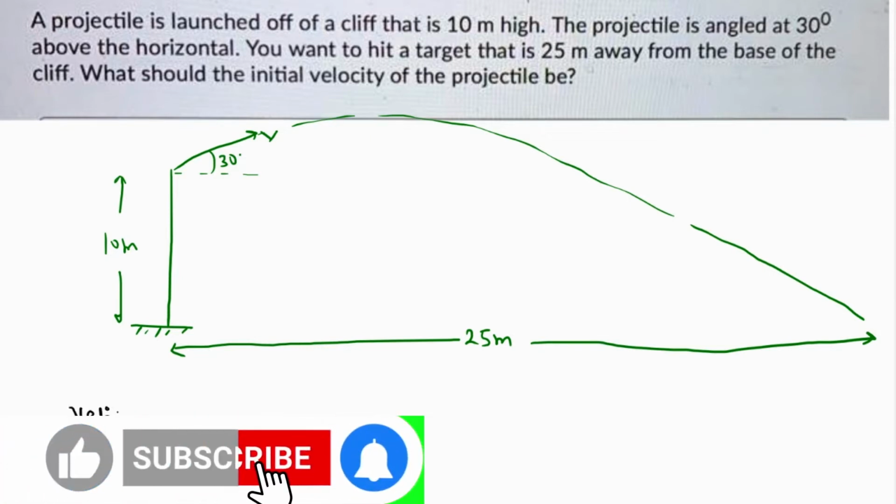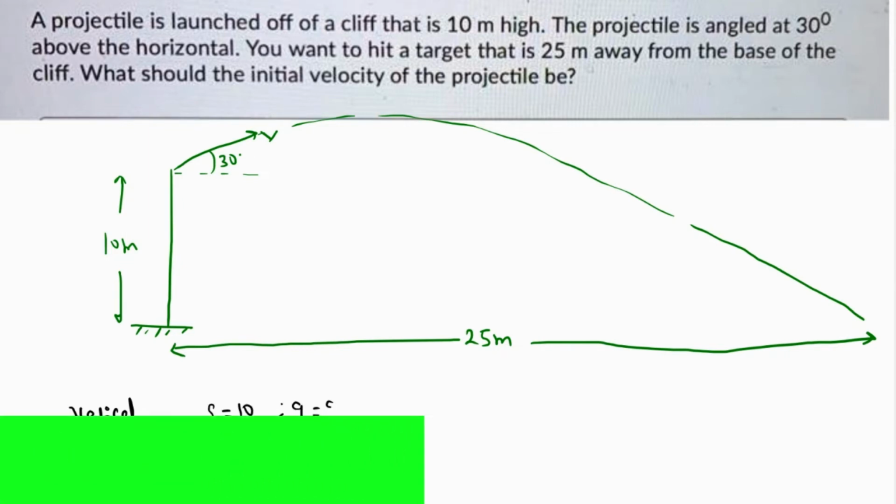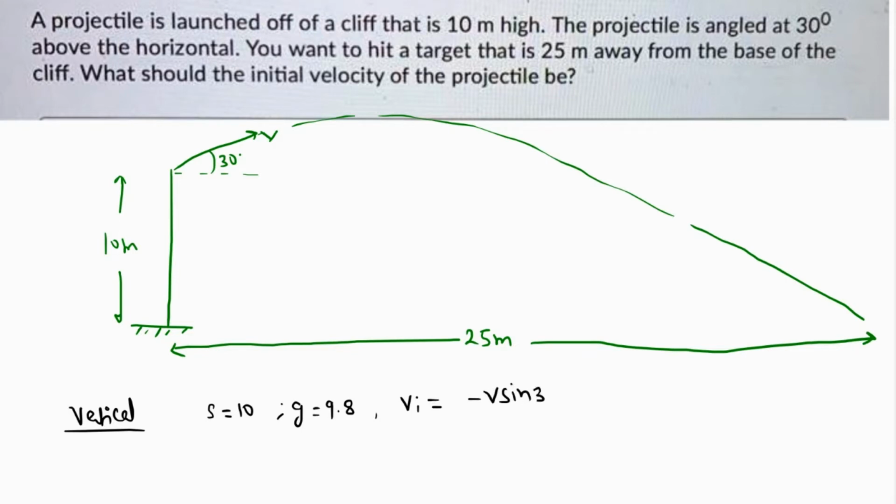One is the vertical motion. In the vertical motion, we know that the displacement s is 10, the acceleration due to gravity is 9.8 meters per second square, that is also towards down, and the initial velocity is minus v sine of theta, sine of 30. Why minus? Because the initial velocity is upward and we are taking the downward direction as positive. The horizontal component will be v cosine of theta and the vertical component will be v sine of theta. So theta is 30 degrees, right?